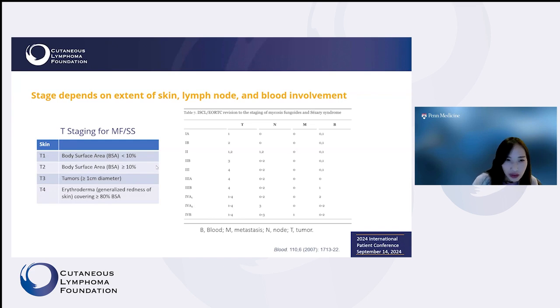And then T4 is when you have generalized redness of your skin without any normal skin left, also known as erythroderma. And then we take a combination of your T stage, which is your tumor stage, and whether you have any lymph node involvement, organ involvement, or blood involvement. So we take a combination of all of these factors to decide your overall stage, which is in the left-hand column here.